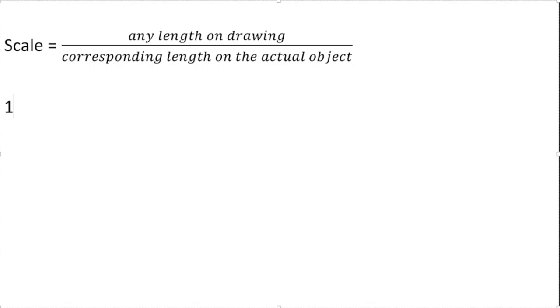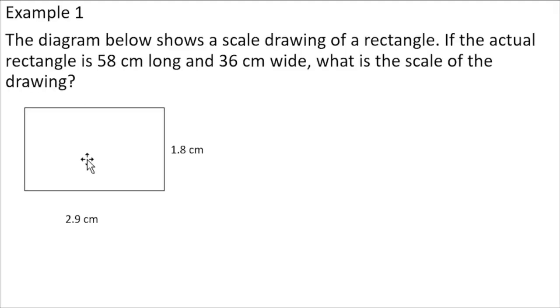So for example, we have 1 centimeter to 20 meters. So this 1 centimeter is the length on the drawing. Then the corresponding length on the actual object will be what? 20 centimeters. So that's the formula. That's how to calculate that. Now you cannot appreciate this, so let's look at an example and see how you can solve it.